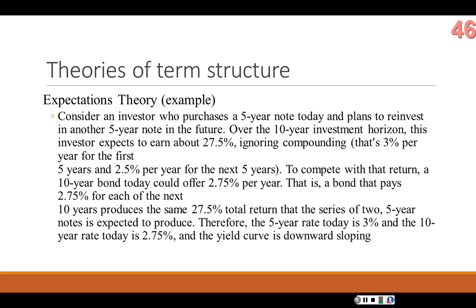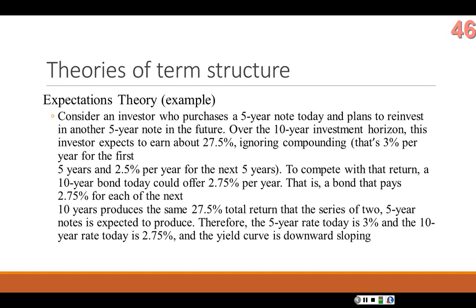So here's an example. We have an investor. He wants to invest his money for 10 years. So he purchases a 5-year note today, and he plans to reinvest in another 5-year note in the future. So he's investing his money for a collective 10 years, and he is going to earn roughly 27.5%. He's earning 3% a year for the first 5 years and 2.5% every year for the next 5 years.